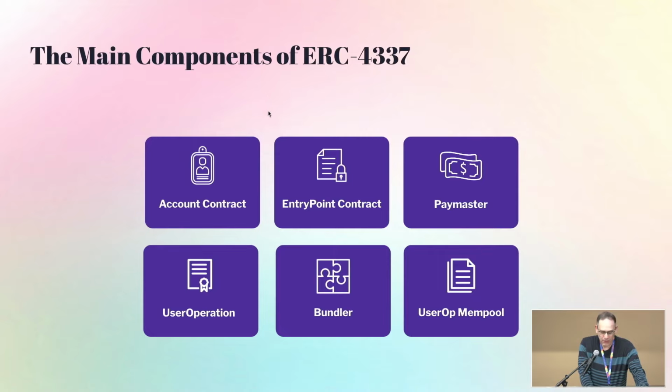So the main component we have is, first of all, the account, the contract account. This is the contract that exposed the account. Its address is the address you own, and you control it, not only by signature, but could be by other methods. The second component is the entry point. This is the main component we have to orchestrate all the transactions to our accounts. And as I said, there are paymasters, which are contracts which are responsible for paying for the gas for transactions.